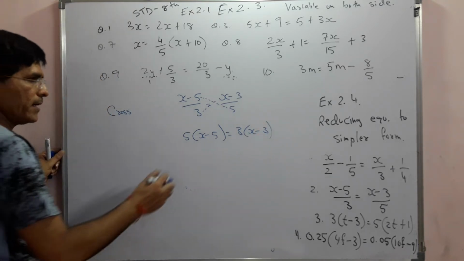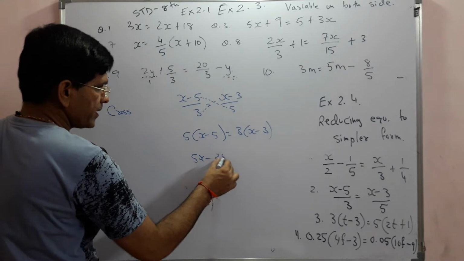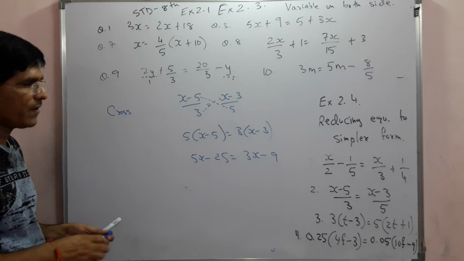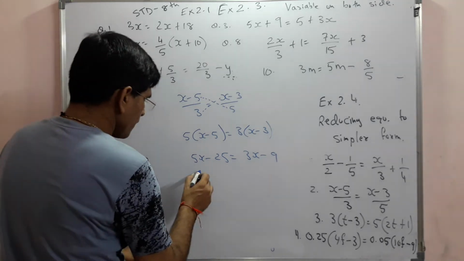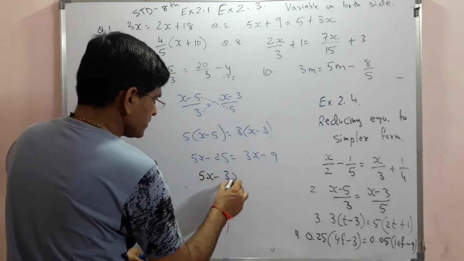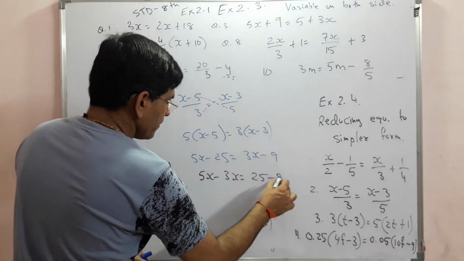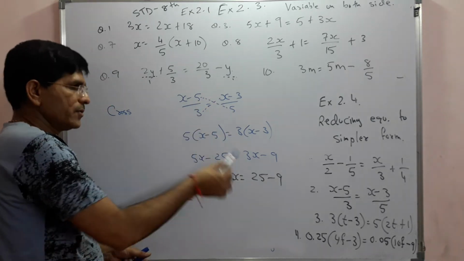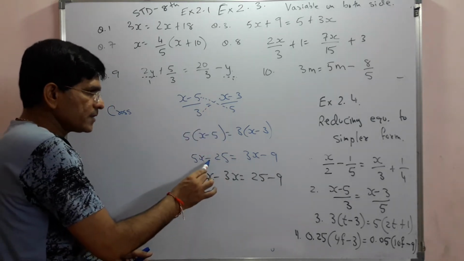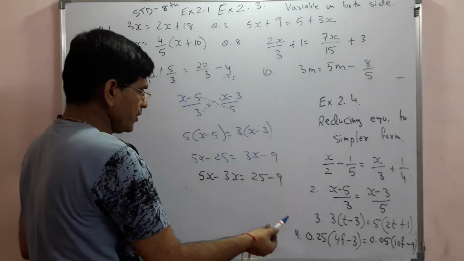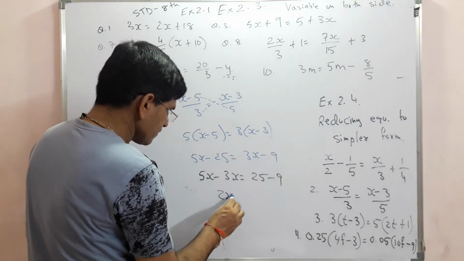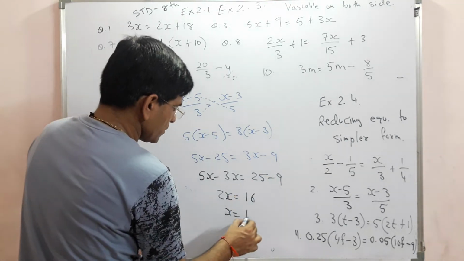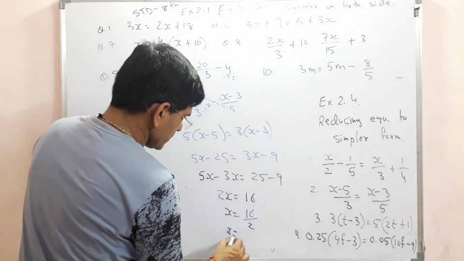Now if we open the brackets, 5x minus 25, 3x minus 9. Now if I simplify, 5x minus 3x, 25 minus 9. What am I doing? 3x should shift from right to left, that is minus. Minus 25 on the left-hand side I shift to the right, that is plus. So 2x equals 25 minus 9, that is 16. So x is equal to 16 divided by 2, that is x is equal to 8.